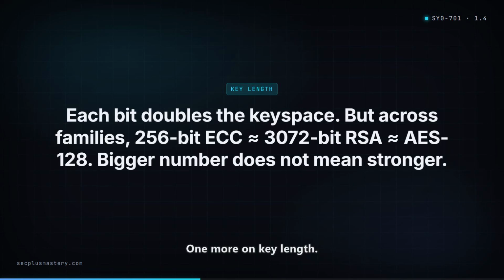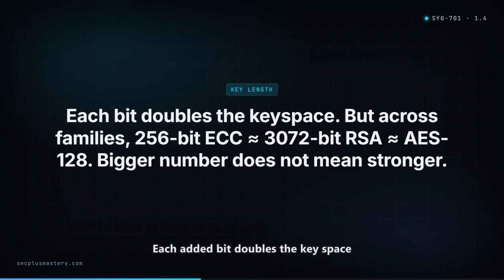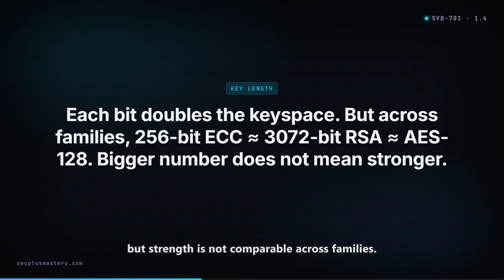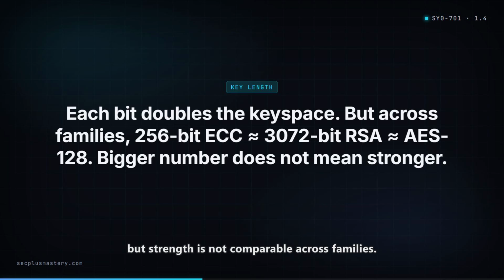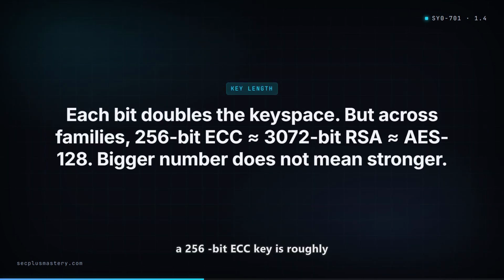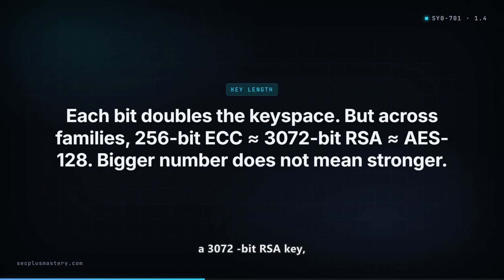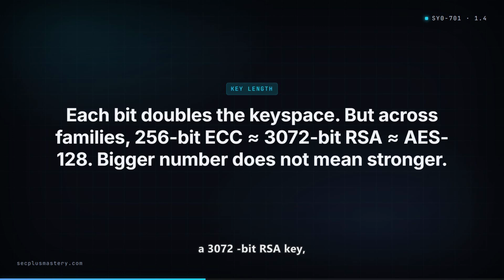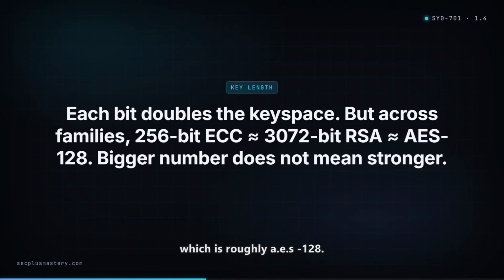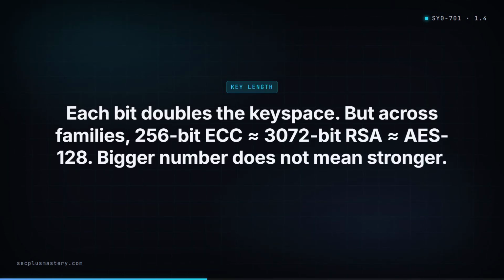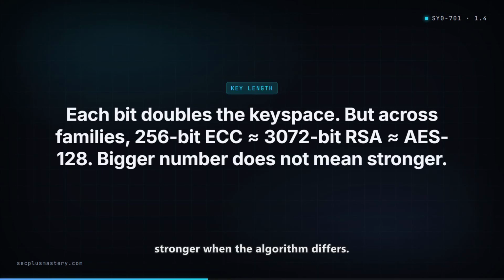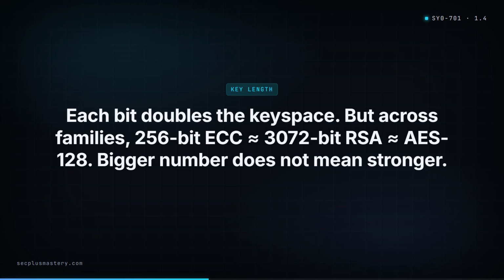One more on key length. Each added bit doubles the key space an attacker must search. But strength is not comparable across families. At the same security level, a 256-bit ECC key is roughly a 3072-bit RSA key, which is roughly AES-128. So a bigger number does not mean stronger when the algorithm differs.